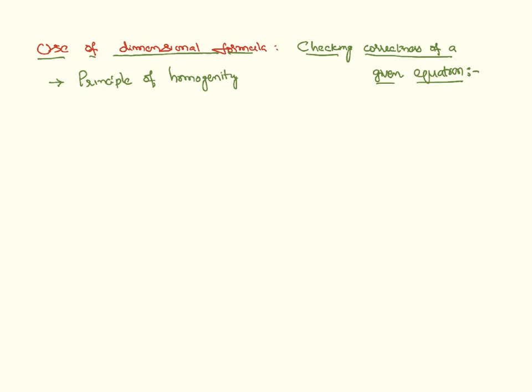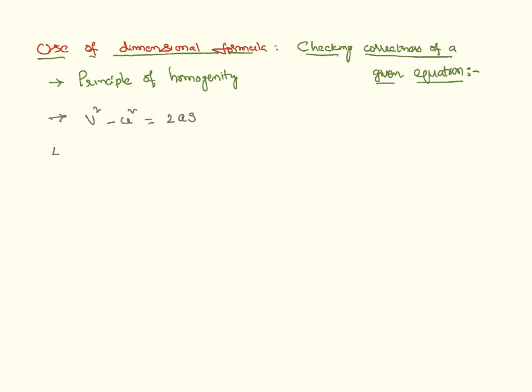That means when you write a physics equation, its dimensions along the left hand side shall be equal to the dimensions along the right hand side. Say, for example, I want to write a very popular equation that we know, an equation of motion, v square minus u square equal to 2as. I would like to check whether this equation is actually dimensionally correct or not.